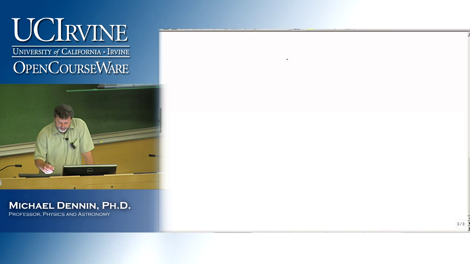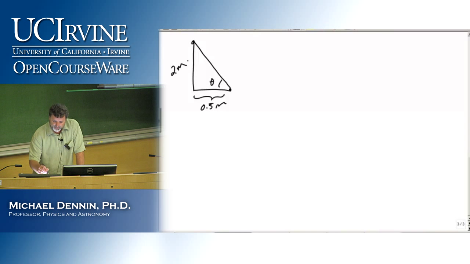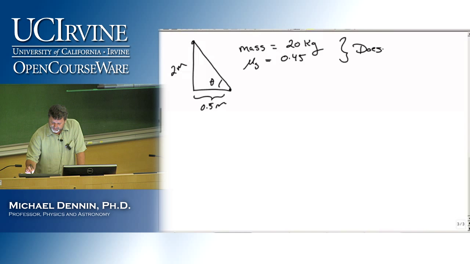Okay, again, the problem gave us the ladder's on the wall. It's half a meter away. There's some angle theta here. It's 2 meters up on the wall. The mass is 20 kilograms. Coefficient of static friction with the floor is 0.45. And the question is, does it stay?